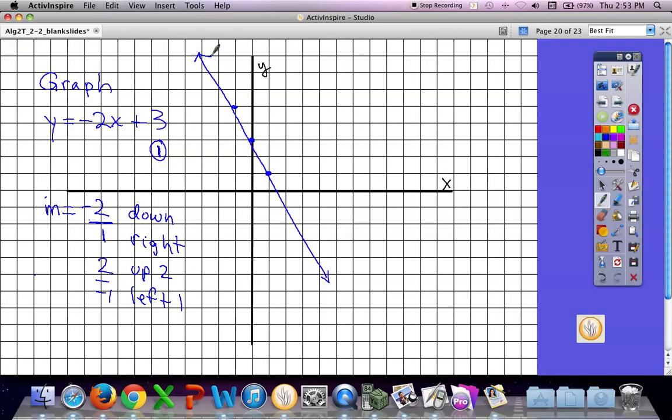So when you use the slope as directions on where to go, you have to apply the negative sign to one or the other. It's either in the numerator or the denominator, not both. But it doesn't matter. One of them will take you in one direction, one in the other, but you're going to get the same line.